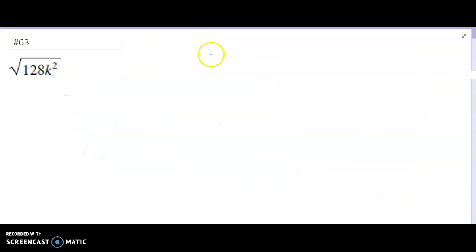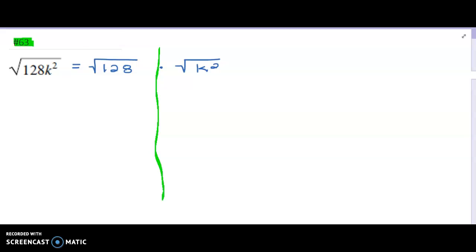All right, let's move on to the next page, which now contains variables. So this number that I'm getting ready to do is number 63. Find number 63 on your page, and you should see square root of 128k squared. When I do this, I'm going to separate it and look at it in smaller pieces. So this is square root of 128 times square root of k squared. I'm going to look at these separately, so I'm just going to draw a line here. I'm going to simplify square root of 128 just like I normally would.